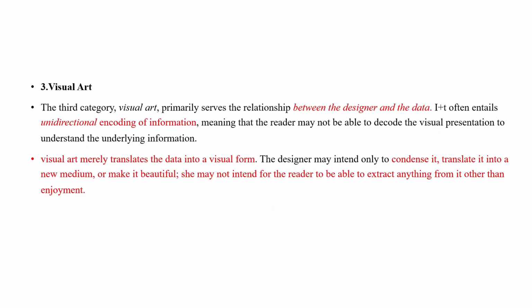And the third category, visual art. It is between the designer and the data. Here there is no role for the reader. It is between the designer and the data. It is unidirectional encoding of information. That means the information content is only understandable by the designer, not the reader.